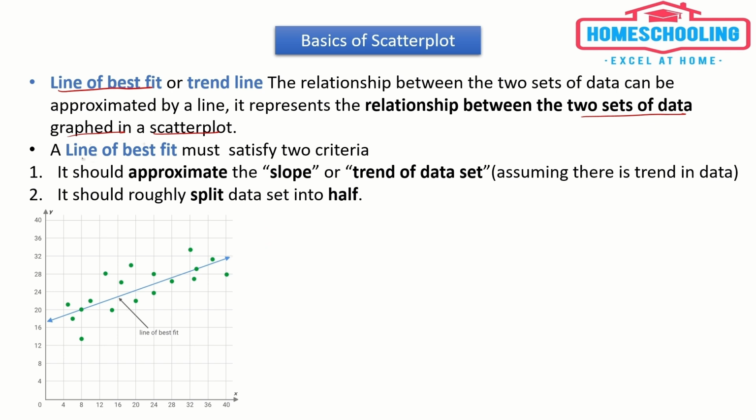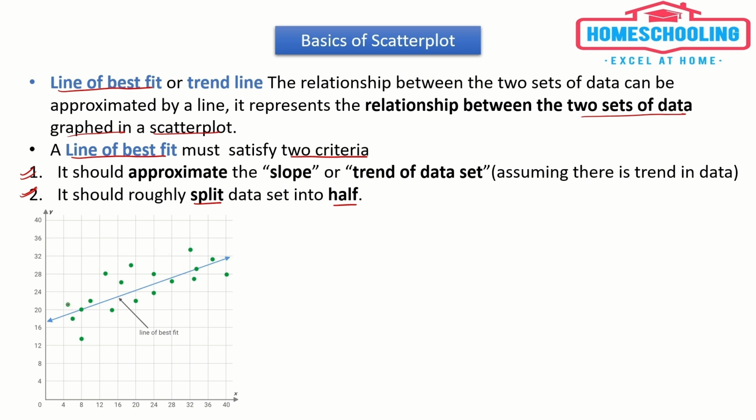So how can we draw a line of best fit? It needs to satisfy two criteria. The first one is it should approximate the slope or trend of the data set. As we can see here, all the data points are rising, so our line of best fit will rise here. And one more criterion, it should roughly split the data points into half. So as we can see here, this is our line of best fit.